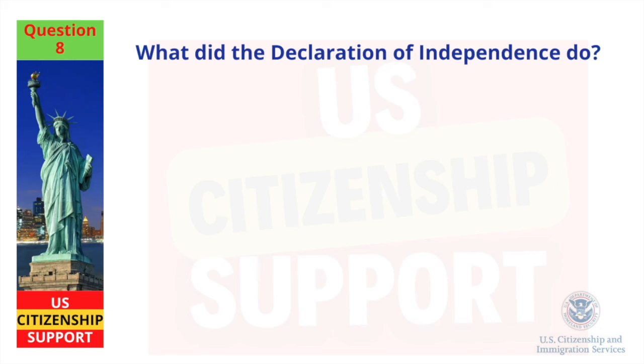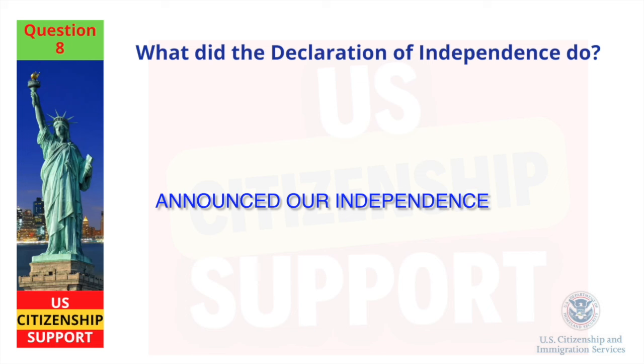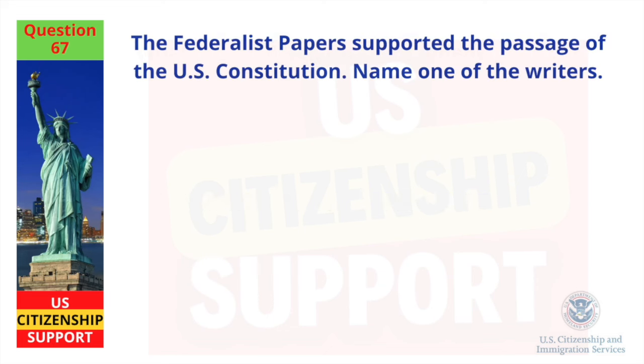What did the Declaration of Independence do? Announced our independence from Great Britain. The Federalist Papers supported the passage of the U.S. Constitution. Name one of the writers. James Madison.